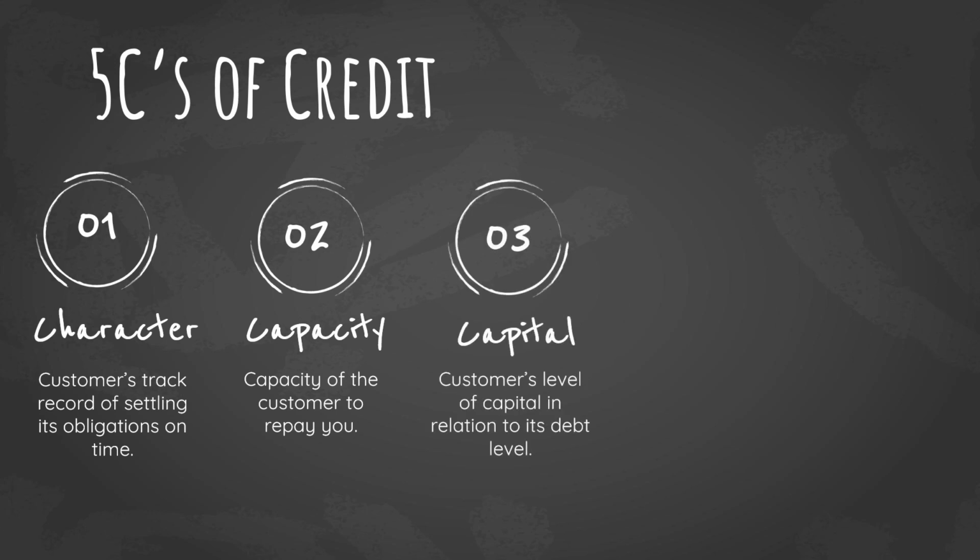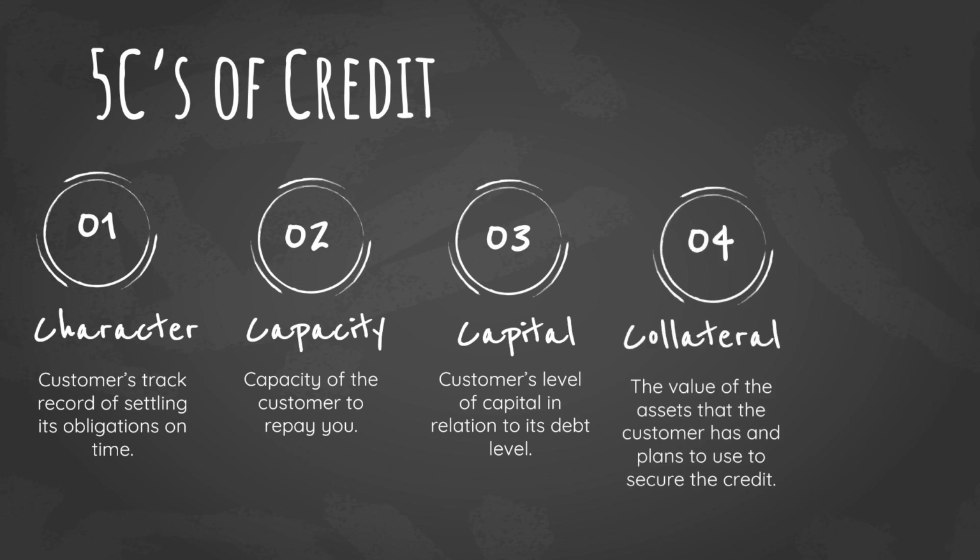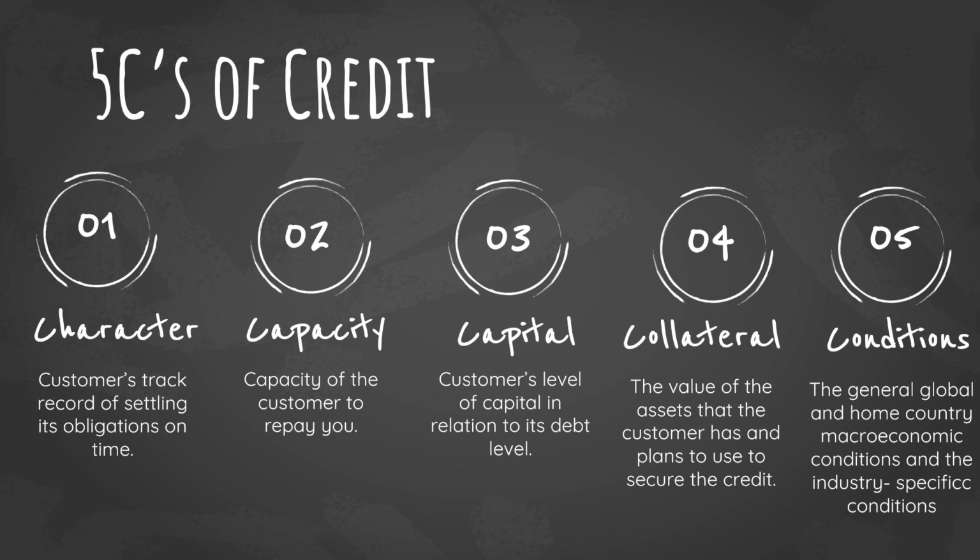Third is capital: the customer's level of capital in relation to its debt level. It is the applicant's level of debt relative to equity. The fourth is collateral: the value of the assets that the customer has and plans to use to secure the credit. This is the amount of assets the customer has that could serve as security in the event that the obligation is not paid. Generally, the more valuable the customer's assets are, which could serve as collateral, the higher the probability that he will be granted credit. And then the last is the conditions.